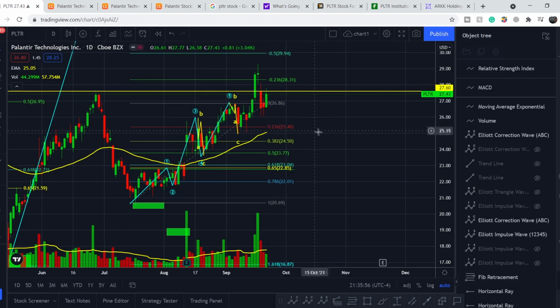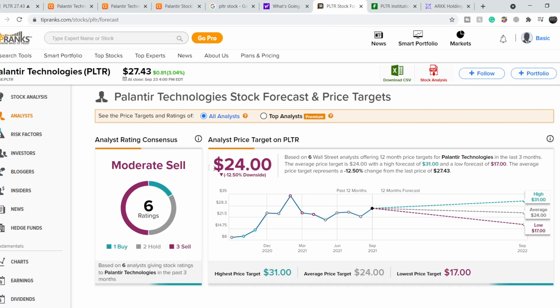So let me show you the forecast on TipRanks, and we still have the same forecast that we had previously. We have the lowest estimation of around $17, the average price is $24, and the high level is $31.